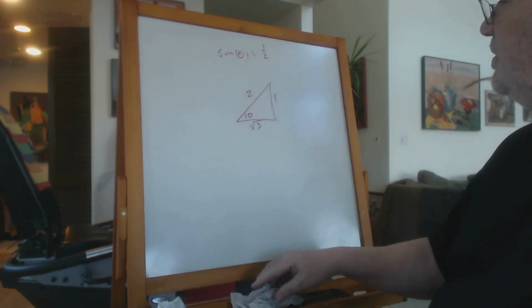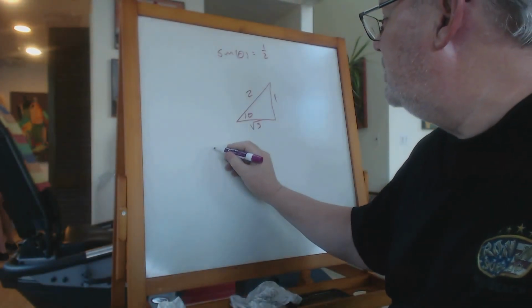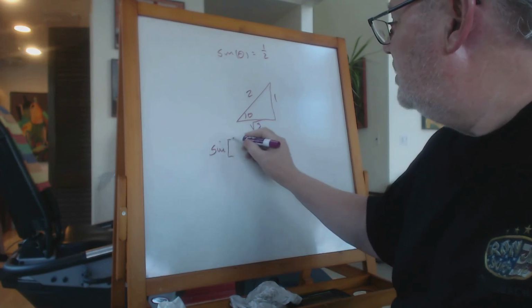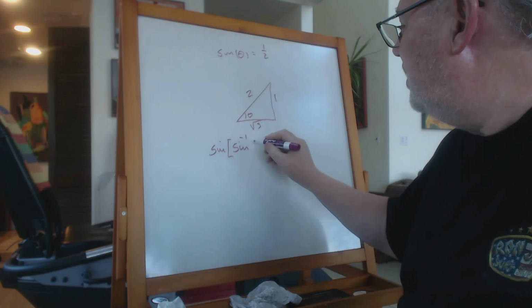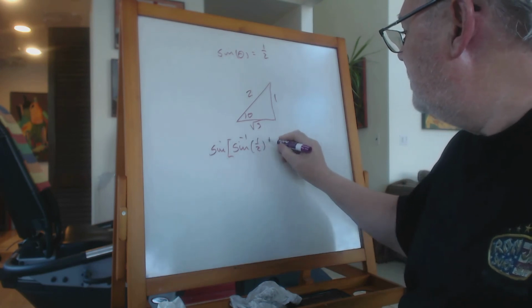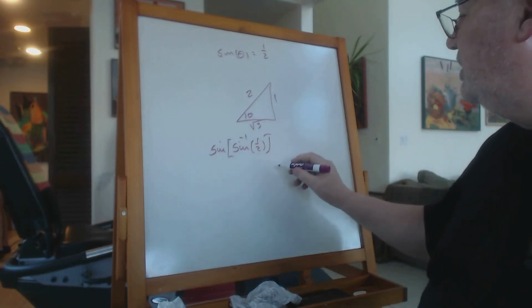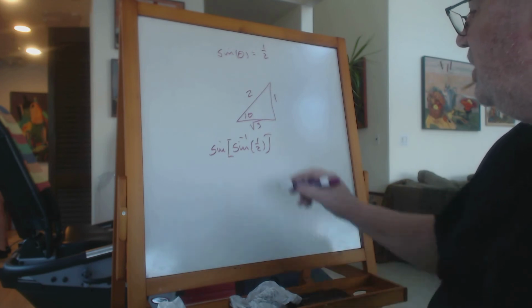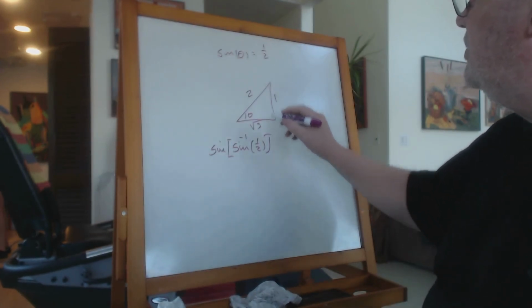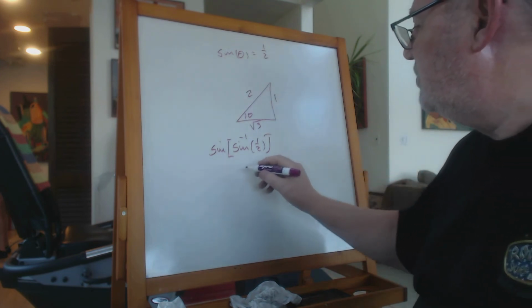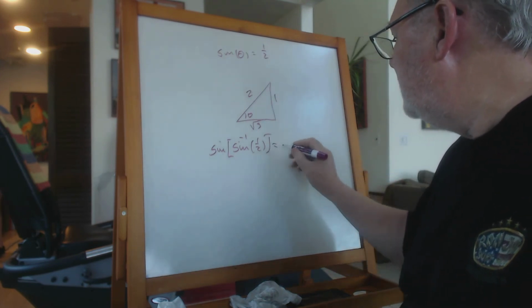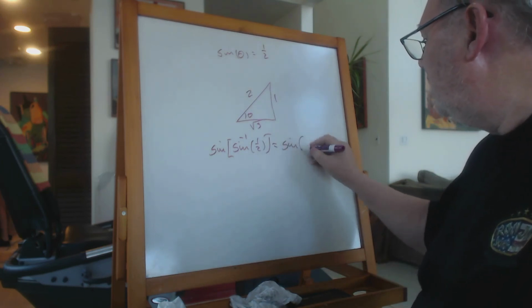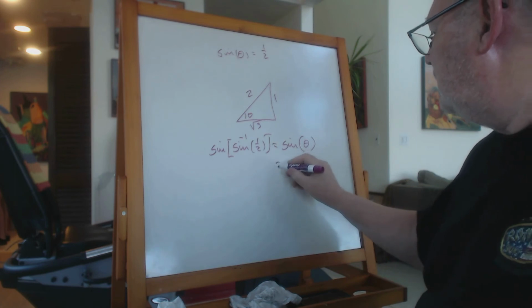And so we're asked to find the sine of the arc sine of 1/2. Well, we said that by definition the sine of theta is 1/2, so the arc sine of 1/2 is theta. So we have that equaling the sine of theta, and the sine of theta is 1/2.